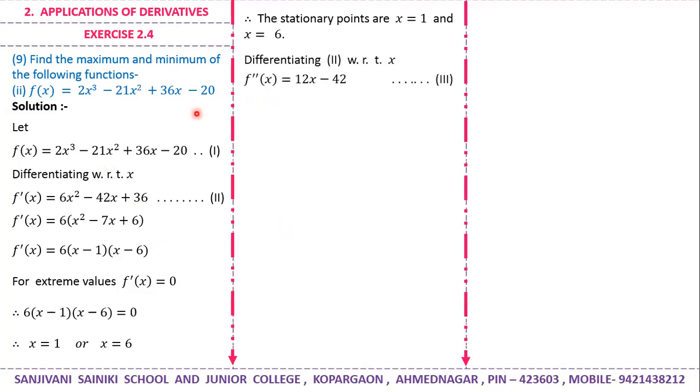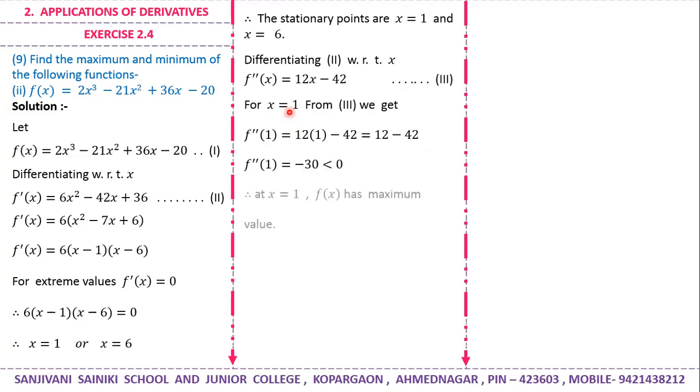Now again differentiate this first derivative. So we obtain the second order derivative 12x minus 42. For x is equal to 1, from this third equation, f double dash at 1 is 12 into 1 minus 42. That means minus 30, which is less than 0. So the function will have a maximum value at x is equal to 1. And the maximum value will be obtained by putting x is equal to 1 in the function.